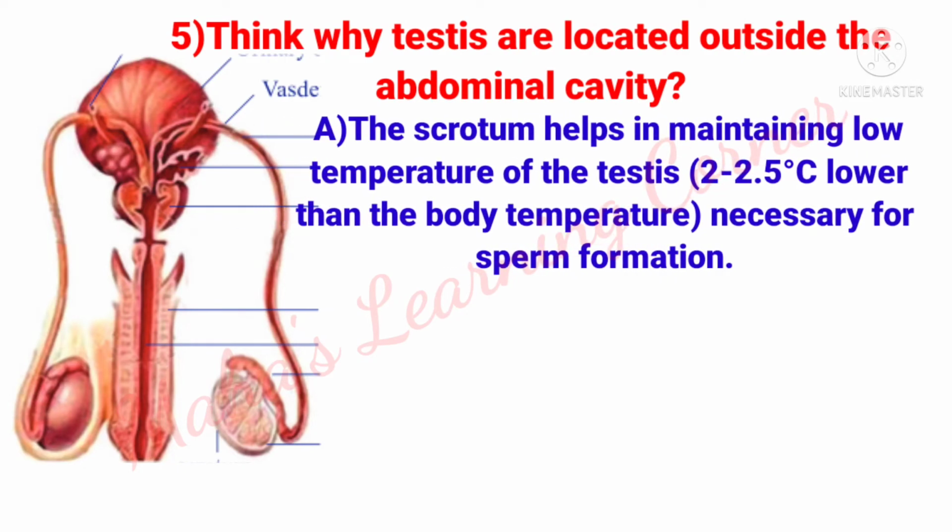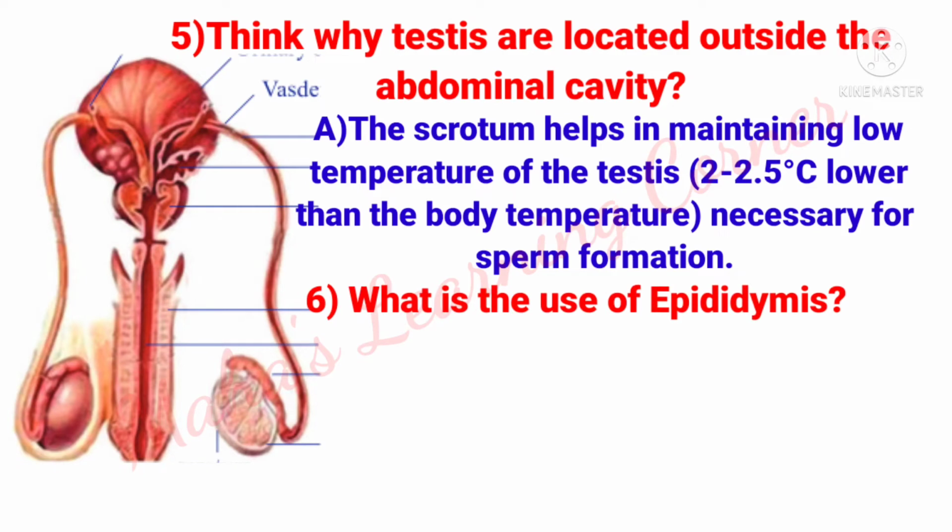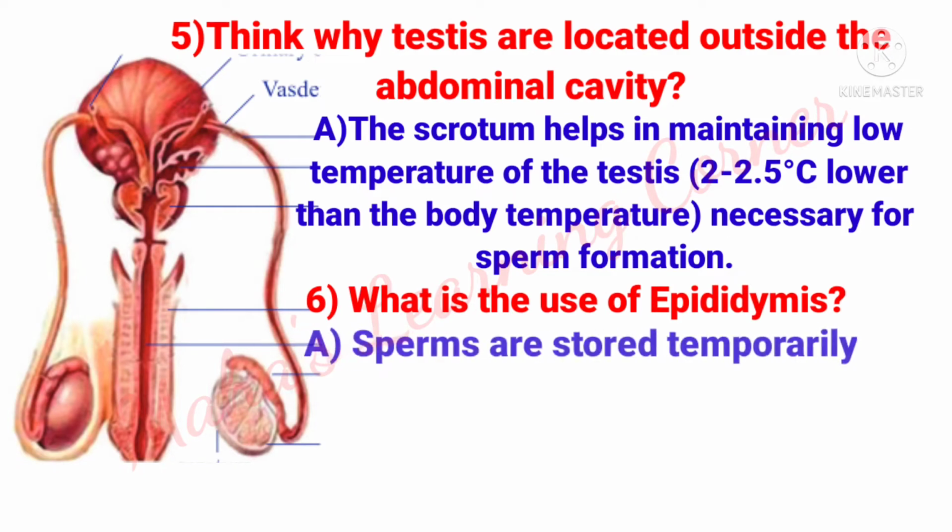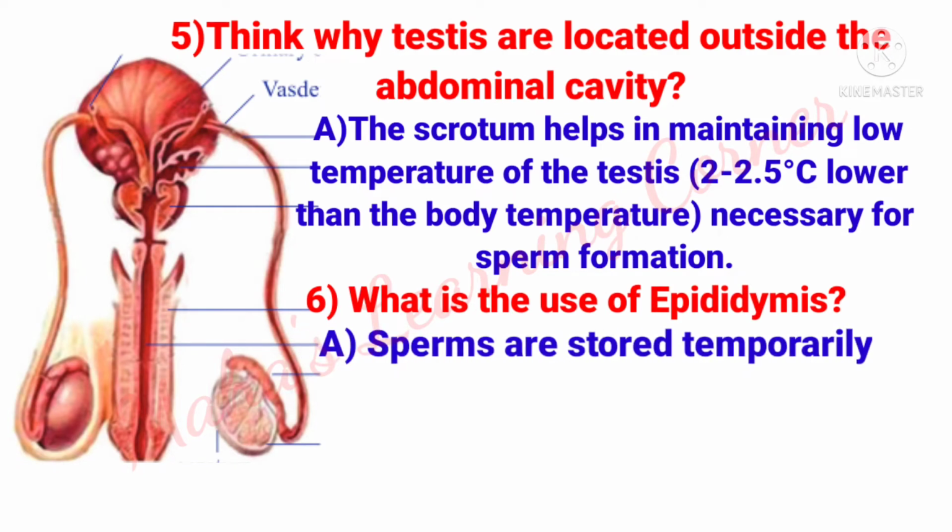Next, think why testes are located outside the abdominal cavity. Correct answer, the scrotum helps in maintaining low temperature of the testis, that is 2 to 2.5 degrees centigrade lower than the body temperature. It is necessary for sperm formation. Next one, what is the use of epididymis? Correct answer, sperms are stored here temporarily.